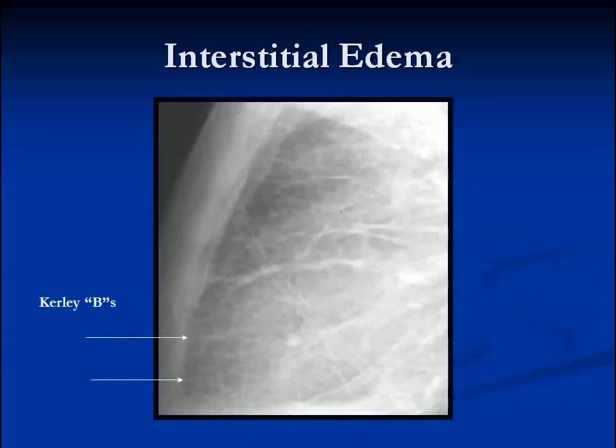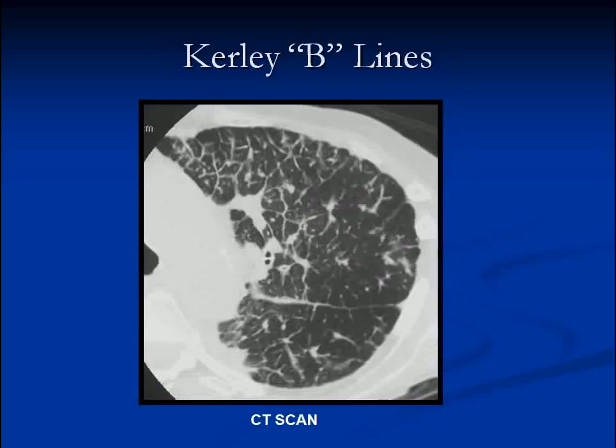And this is just a blow-up of the curly B lines, which are these perpendicular lines where fluid tracks into the lung from the subpleural space. Curly B lines again on the CAT scan, which just shows you these perpendicular lines as they come in.